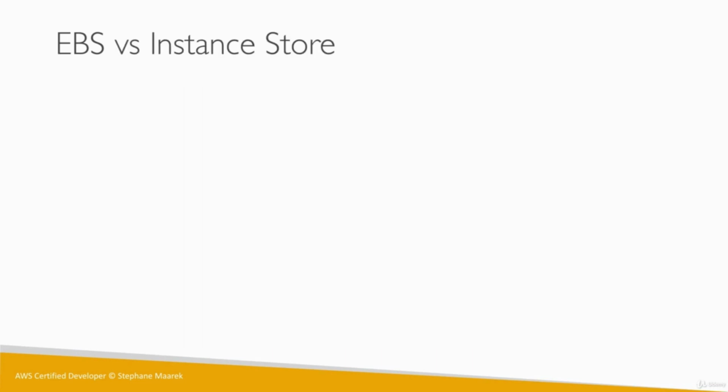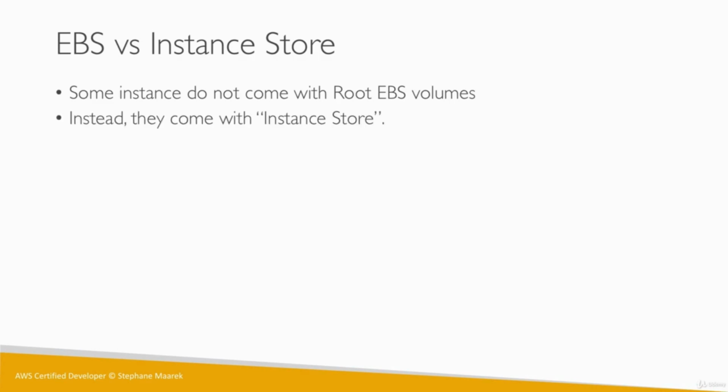Finally, there is sometimes a question around EBS versus instance store. So there are some EC2 instances that you can create, and they do not come with a root EBS volume, and they're called instance stores. And so basically that means that the root volume attached to that instance is physical. It's attached to the machine.